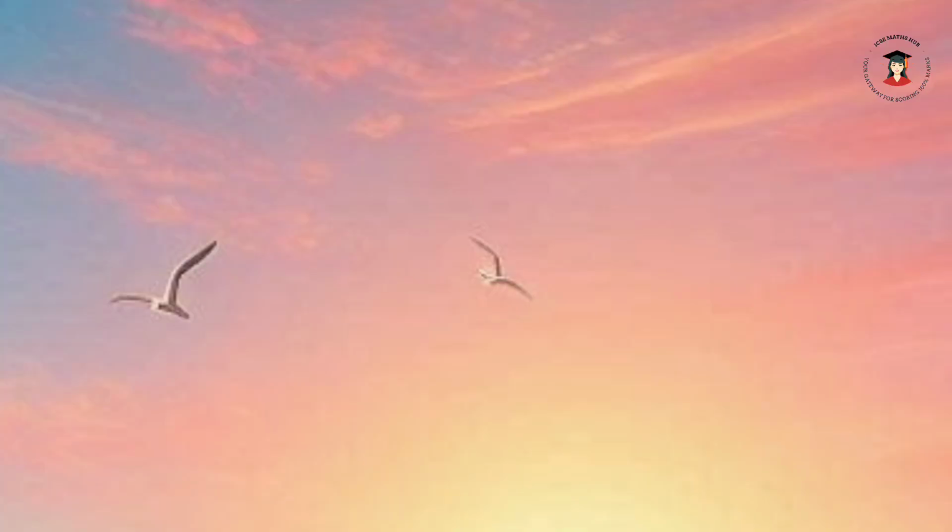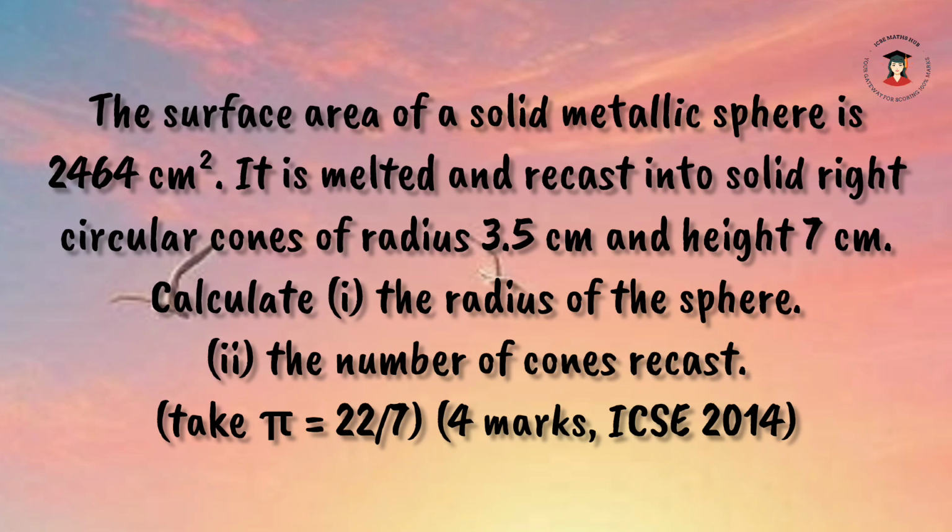The 17th question. The surface area of a solid metallic sphere is 2464 centimeter square. It is melted and recast into solid right circular cones of radius 3.5 centimeter and height 7 centimeter. Calculate the radius of the sphere and the number of cones recast. Pi can be taken as 22/7.